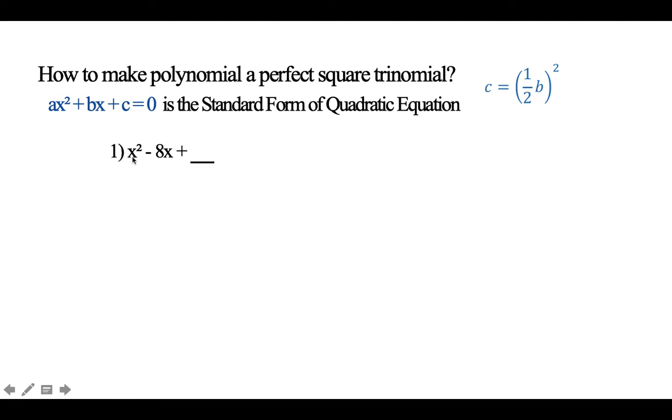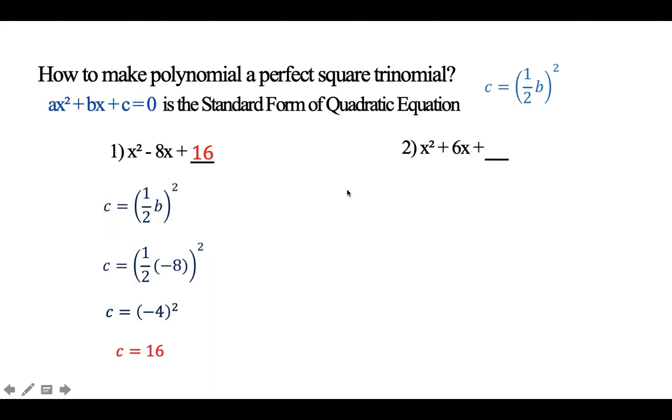So in this case, where is our b? b is located beside x. So our b here is negative 8. So we're going to use the formula. Our b is negative 8. We will just substitute. Then half of negative 8 is negative 4. Then multiply it by itself. And our c here is 16. Therefore, the third term must be 16 to make it a perfect square trinomial.